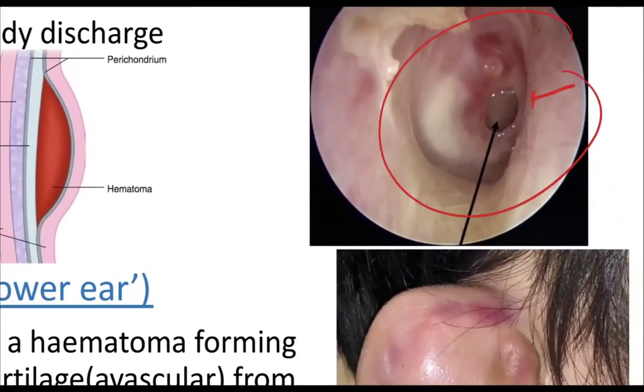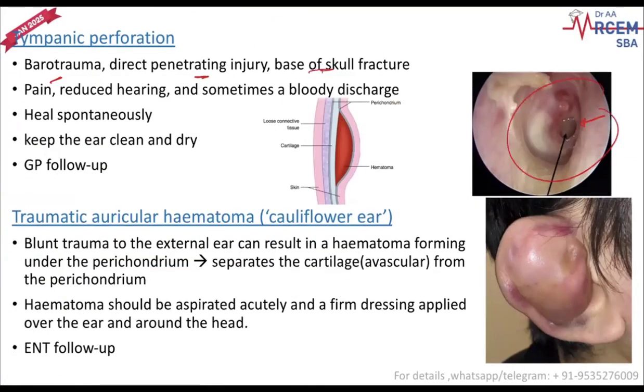It is a perforation, a hole in the tympanic membrane. It spontaneously heals. You do not do anything for them. So spontaneous healing is there. The only thing is they need to be very cautious. Make sure the ear is clean and dry. If it is not dry, chances of infection are high.